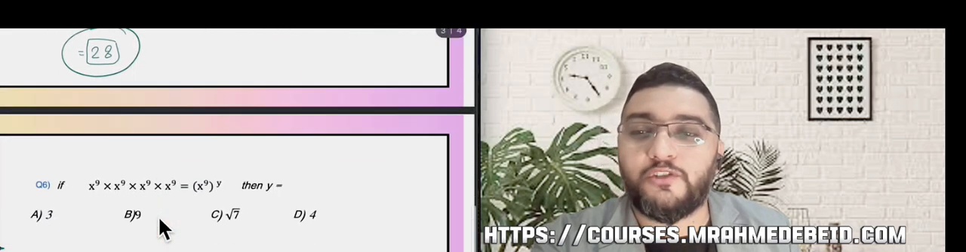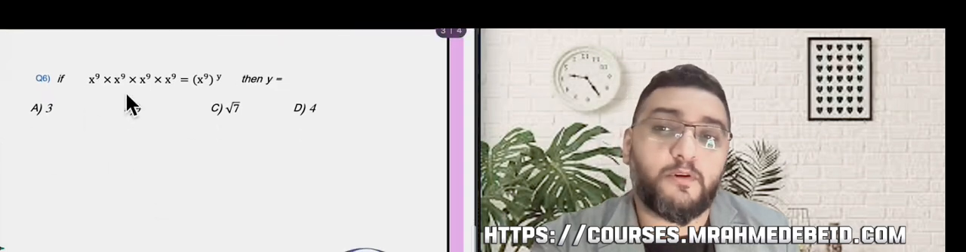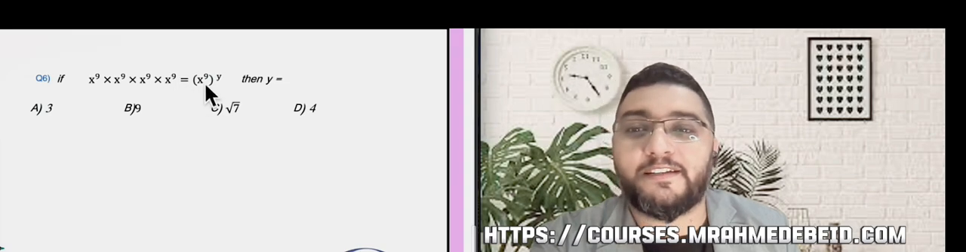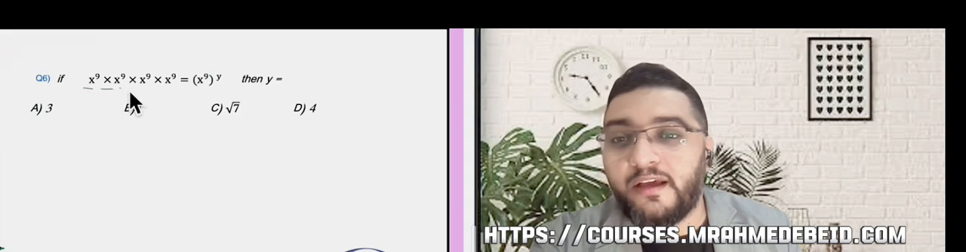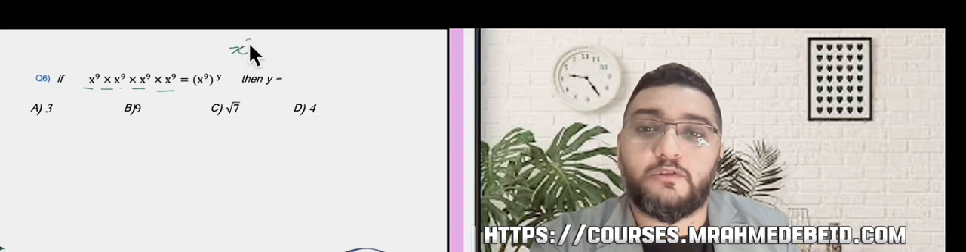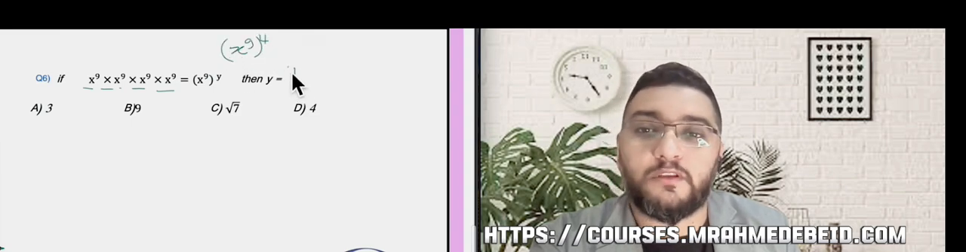For the next question, question 6: if x to the power of 9 times x to the power of 9 times x to the power of 9 times x to the power of 9 is x to the power of 9 raised to the power of y, then what does y equal? Now we count how many times x to the power of 9 is repeated: 1, 2, 3, 4. It means this is x to the power of 9 all to the power of 4. So y equals 4.